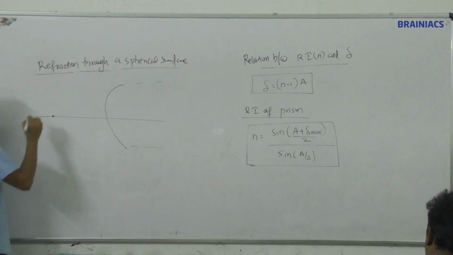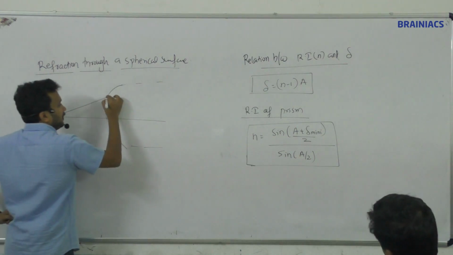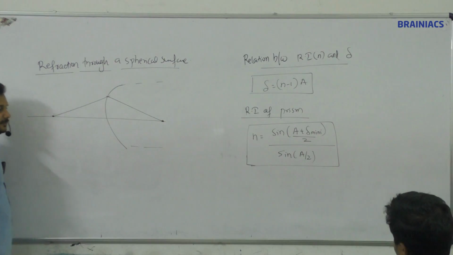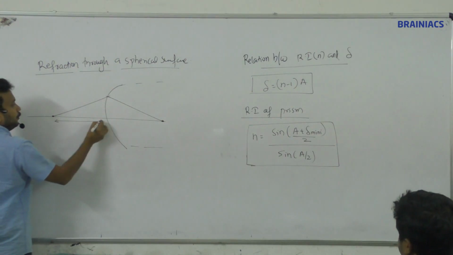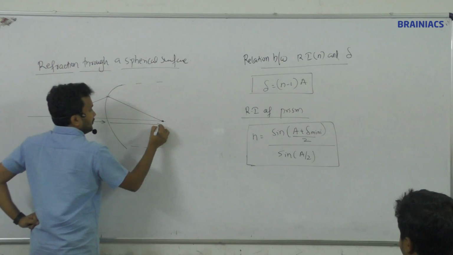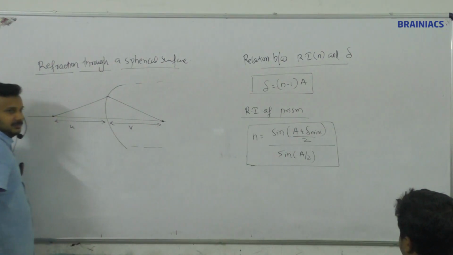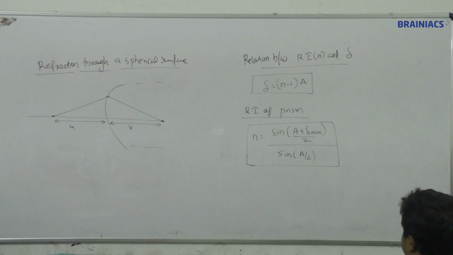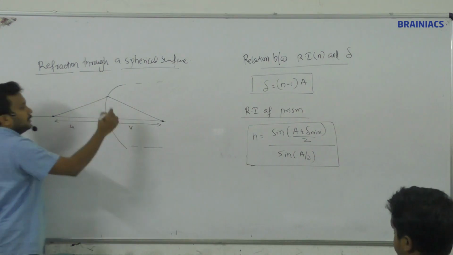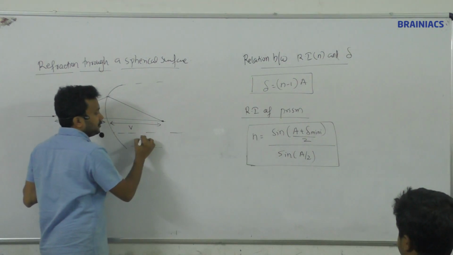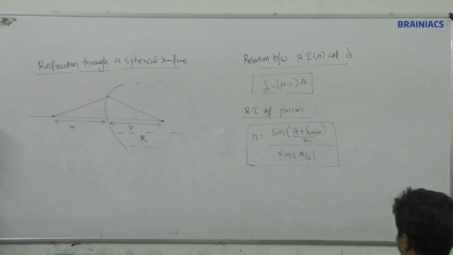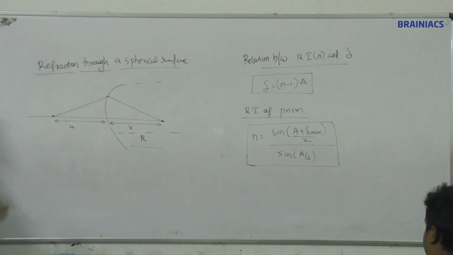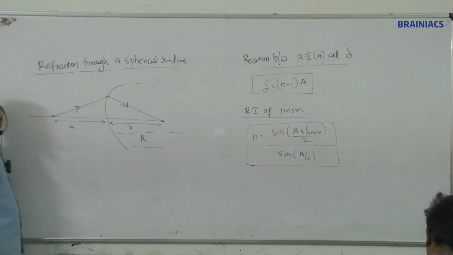If an object is placed here, this will undergo refraction, and an image will be formed somewhere. The object distance from the pole is u, and the image distance is v. Then there is a formula connecting all of this. This surface will have some radius of curvature called r. So what is the formula for this one? First draw the diagram, mark u, v, the incident ray and the refracted ray.